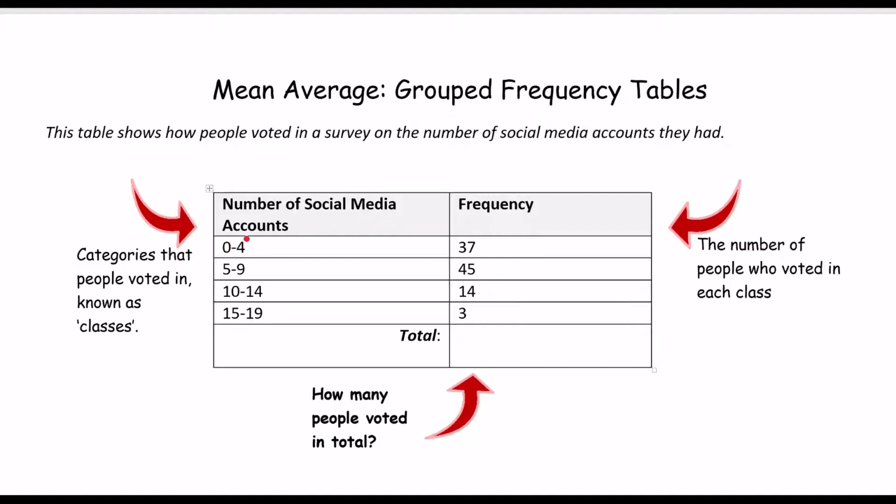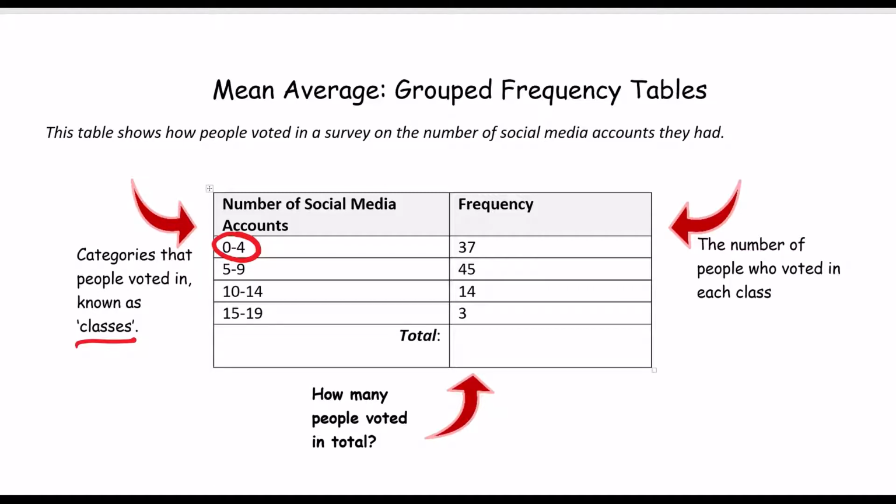This is a survey and people are being asked how many social media accounts they have. If we look along the first row, we've got 0 to 4. I would call that a category, 0 to 4, but technically it's called a class. So that's what we're going to call it. And 37 people voted to say that they had somewhere between 0 and 4 social media accounts. Let's look at the last one. 15 to 19 social media accounts is a lot, and there are only 3 people.